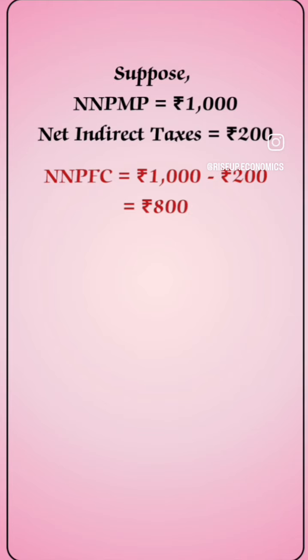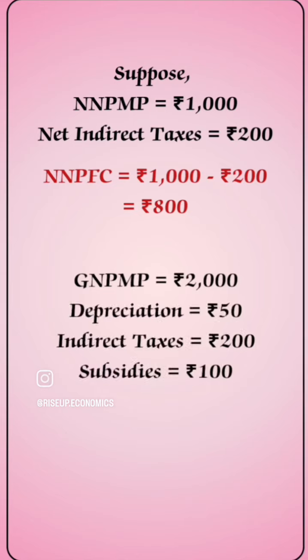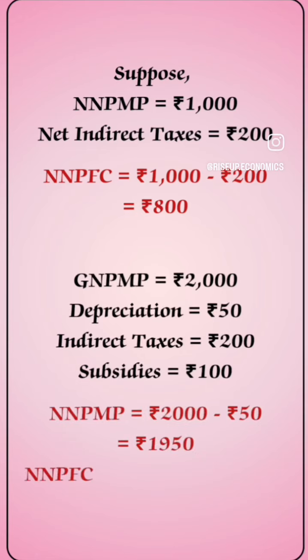Let's take another example. Here we are given the GNP, depreciation, indirect taxes and subsidies. In this we'll first convert gross into net and then market price into factor cost.